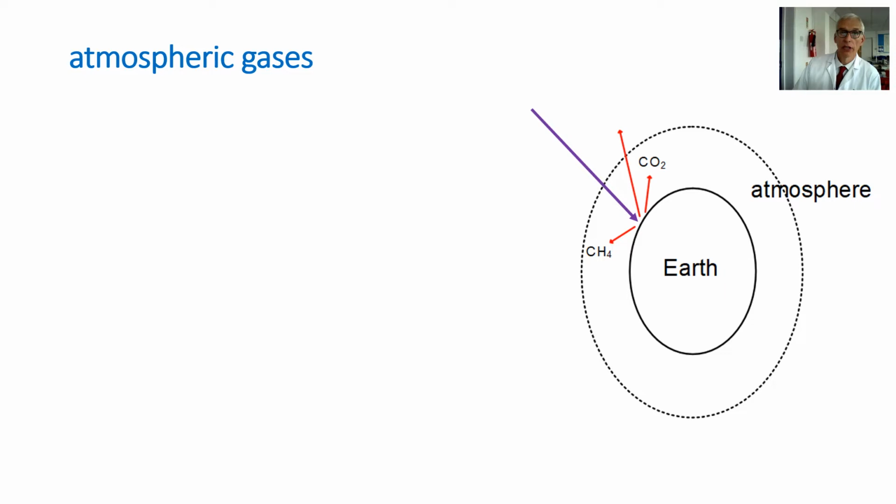So referring to the diagram on the right hand side here, pause the video and write an explanation of how it is that the atmospheric temperature has been maintained at a level high enough to sustain life.